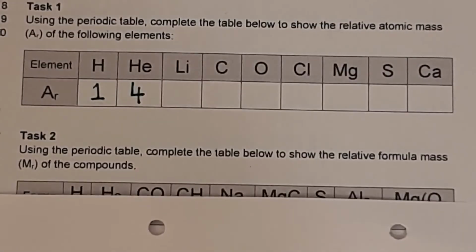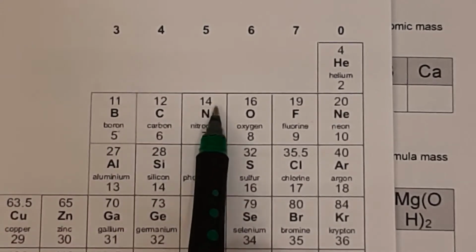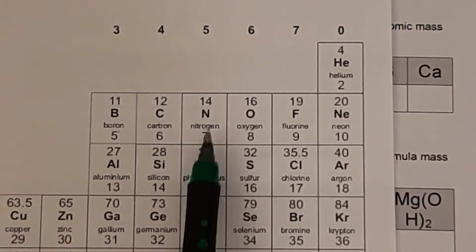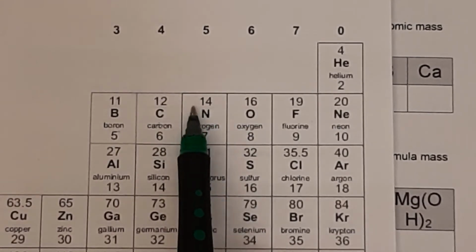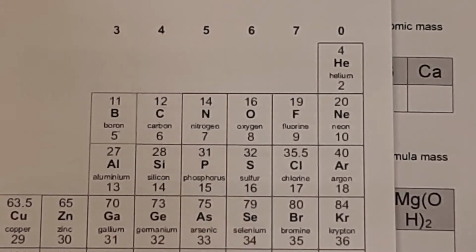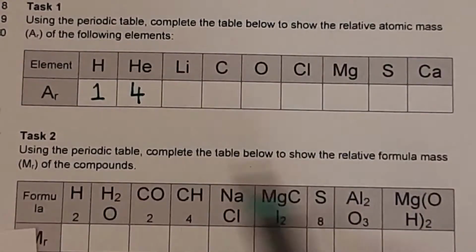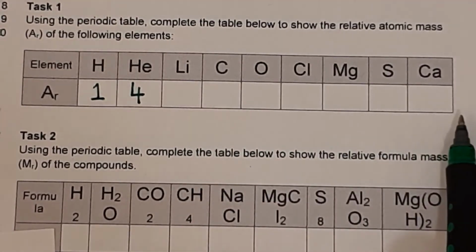Okay, so we can do this with lots of the elements here. So we're going to pick one that's not on this list. We're going to look at nitrogen. Now, as you can see, nitrogen is here, it's this one, and it's got 14 above and 7 below. So its relative atomic mass is the bigger number. So the relative atomic mass of nitrogen is 14. Relative atomic mass is always the bigger number because it's protons plus neutrons. So what I want you to do is use your periodic tables to complete the rest of this table. Pause the video whilst you do that.